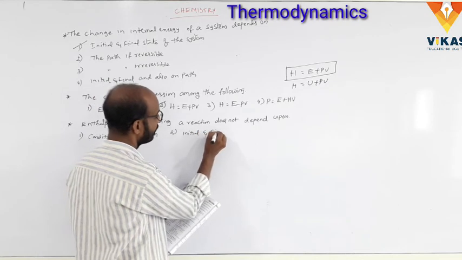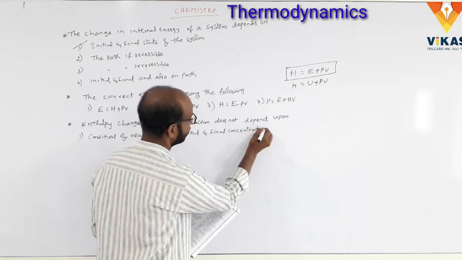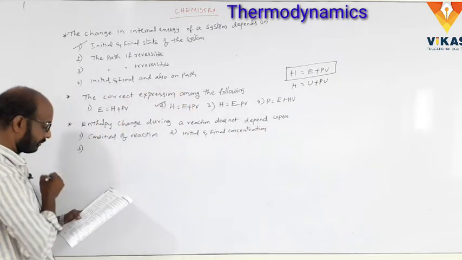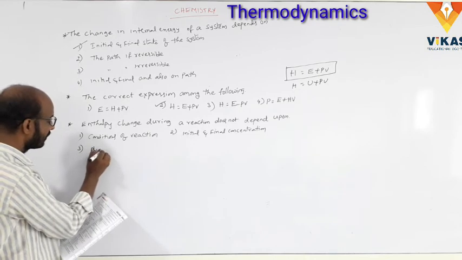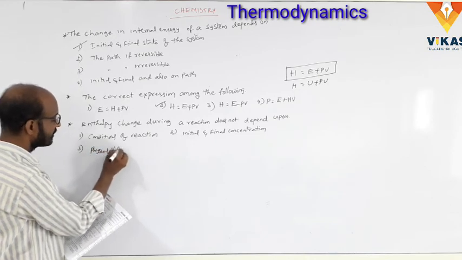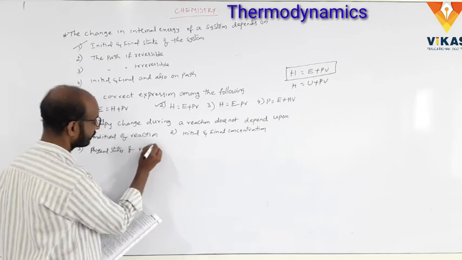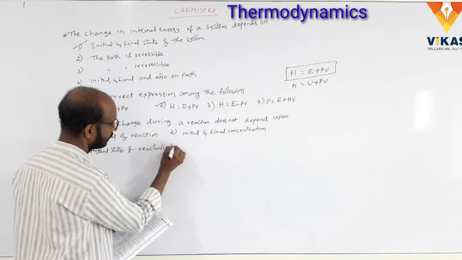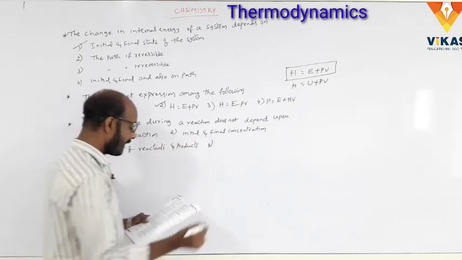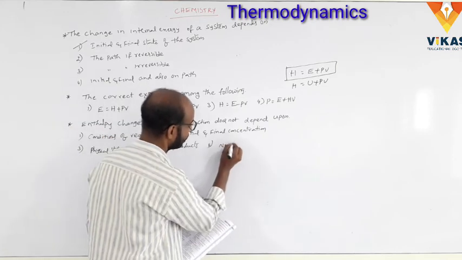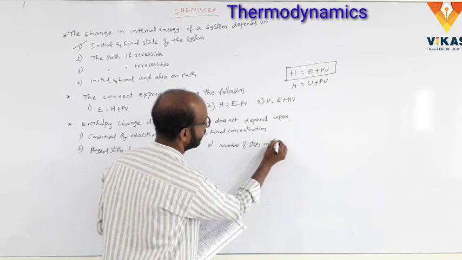Number three, physical states of reactants and products. Number four, number of steps in the reaction.